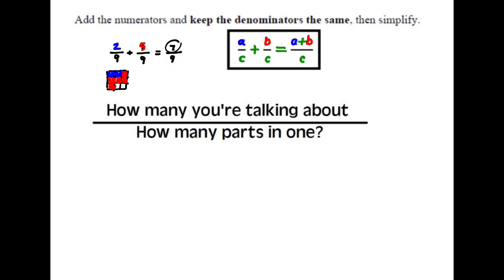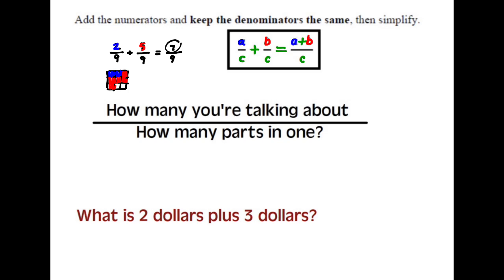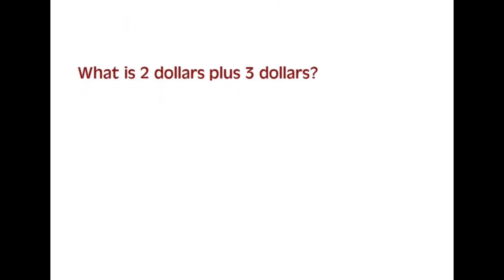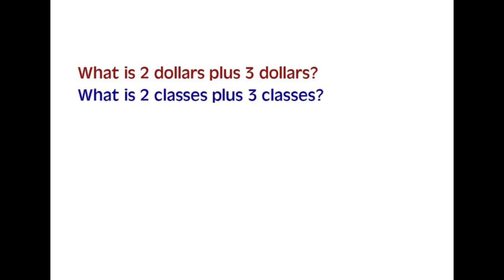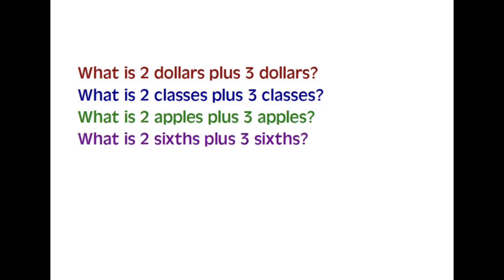Okay, so another way to think about it is what is $2 plus $3? It's $5, right? What is 2 classes plus 3 classes? 5 classes. 2 apples plus 3 apples? 5 apples. What is 2/6 plus 3/6? It is 5/6. Okay, it's like the sixth is your label. It's whatever you're adding up. It's the things that you're talking about.